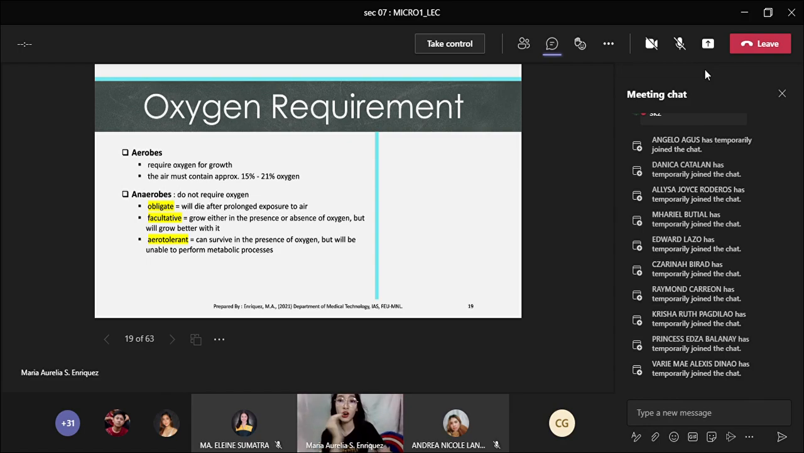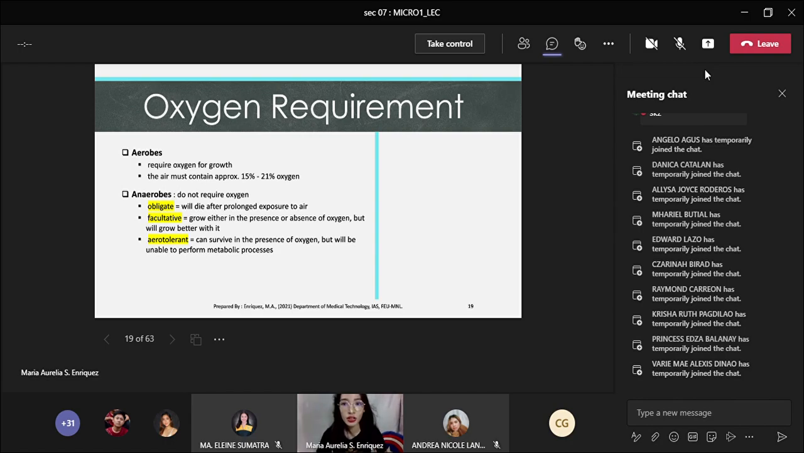Sa mga obligate anaerobes, they will die if there is oxygen in the environment. Pero yung mga aerotolerant anaerobes, as their name implies, they can tolerate oxygen. Yun nga lang, hindi nila kayang gumawa ng kahit ano. So they can't acquire nutrients, they can't multiply, they're just alive. But they can't do anything unless we actually move them to an environment with no more oxygen. Okay, so naiintindihan po ba?